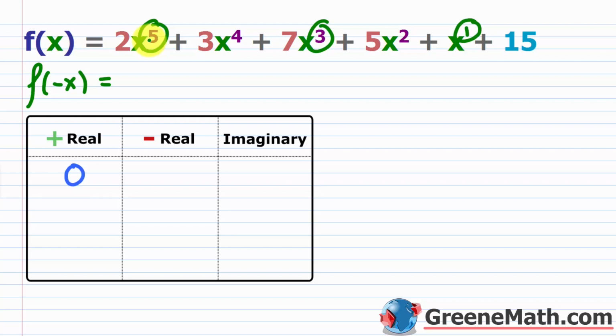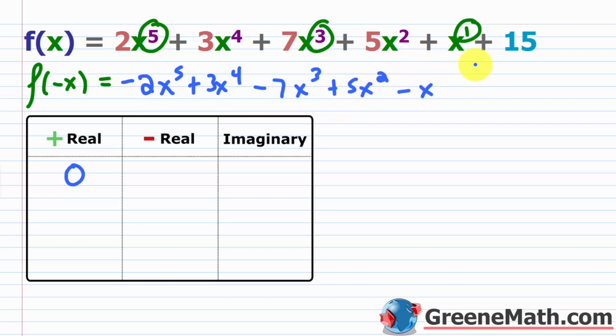-1 raised to an odd power is going to give you back -1, so it's going to change your sign, okay? But if I had -1 raised to an even power, like -1 raised to the fourth power, it becomes 1, right? So no sign change. So I'm going to go through and change the signs of, again, the terms with the exponents that are odd. Okay, so this would be -2x to the fifth power. No change here. And this would be -7x cubed. No change here.